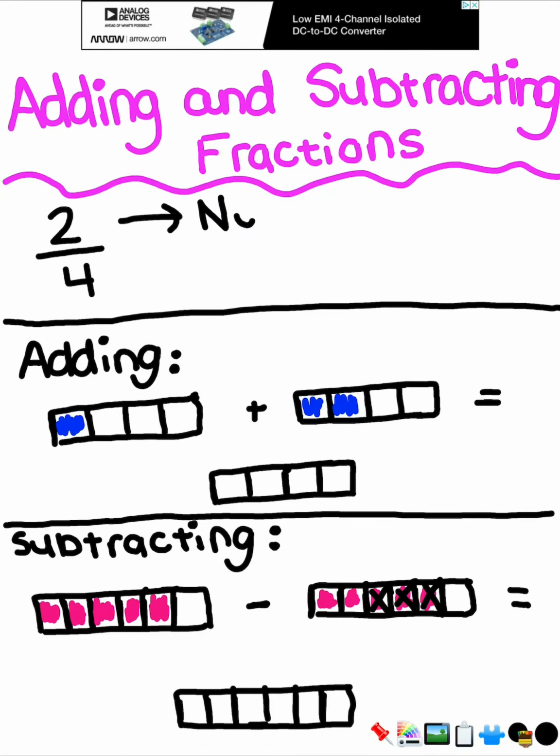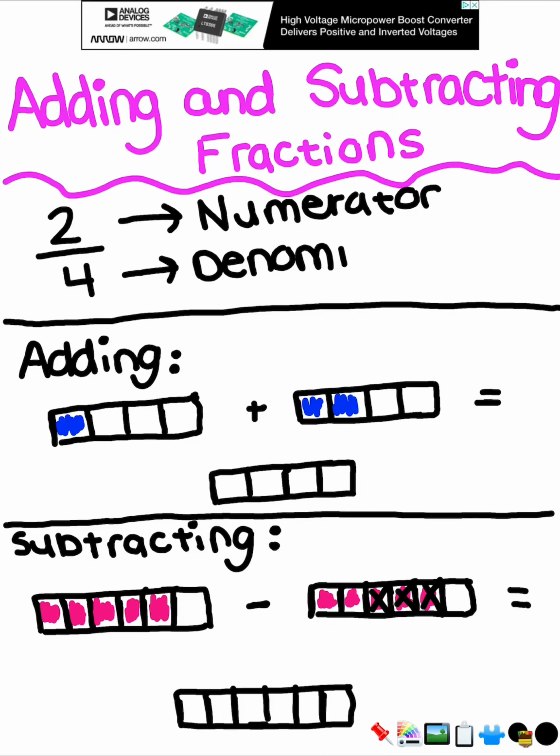Well, the top number represents our numerator. And our numerator tells us how many pieces of our fraction are shaded or not shaded, depending on the question. And the bottom number represents our denominator. And our denominator tells us how many equal pieces are in our fraction in total. So we're going to practice adding and subtracting fractions with fraction bars.